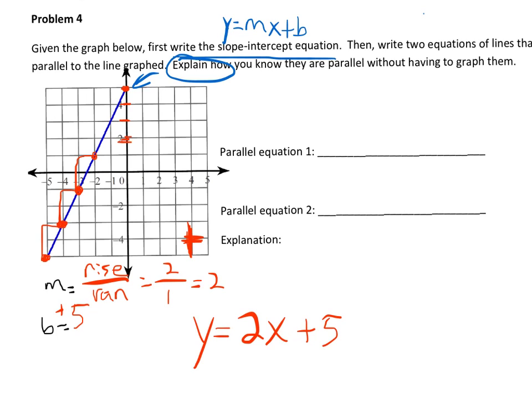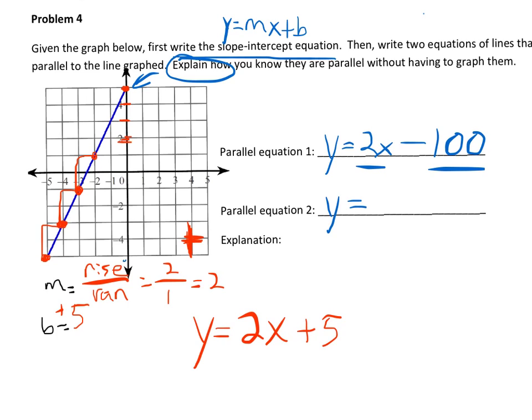So how do I write 2 equations that are parallel to this one? Simple. Same slope. Create your own y-intercept. It doesn't say anything about any other points that it goes through. So all you have to do is have an equation that's y equals 2x, and then you can pick plus or minus any number. I'm going to pick minus 100. Obviously that's not going to fit on this graph, but it is parallel to this line because it has the same slope, different y-intercept.